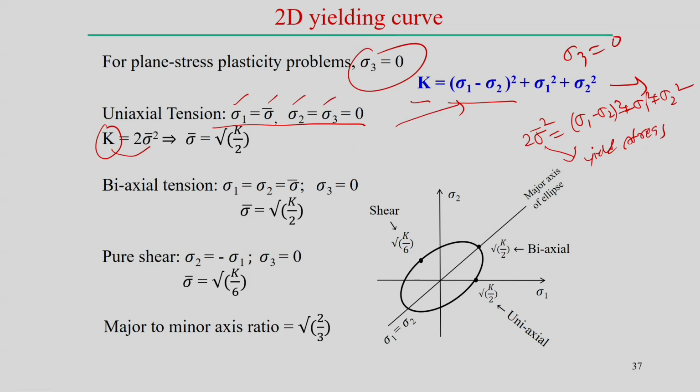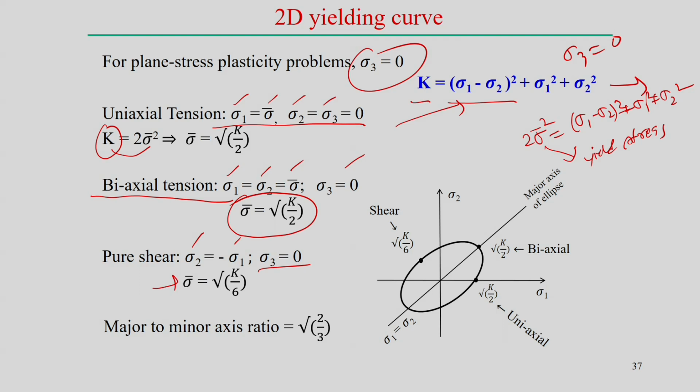Similarly, K can have different values if you do biaxial tensile testing. So, in biaxial tension, sigma 1 and sigma 2 are both the same, equal to sigma bar, and sigma 3 equals 0, then we can find out sigma bar equals this expression. Similarly, we can conduct the experiment for pure shear condition, where sigma 2 equals minus sigma 1 and sigma 3 equals 0, and in these cases we can find out that sigma bar equals root over K by 6.